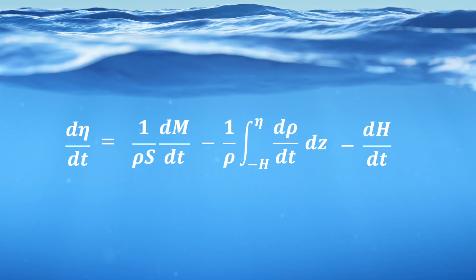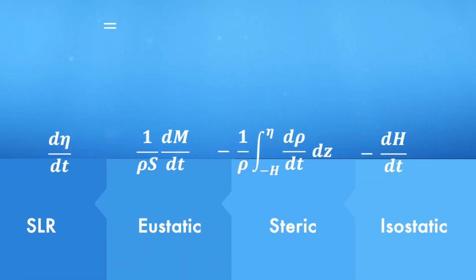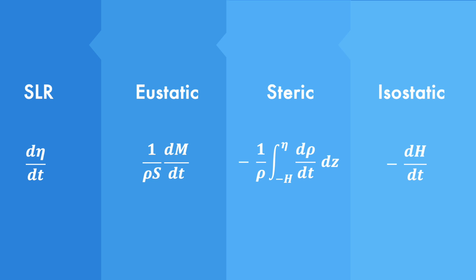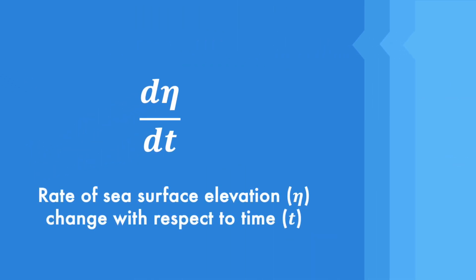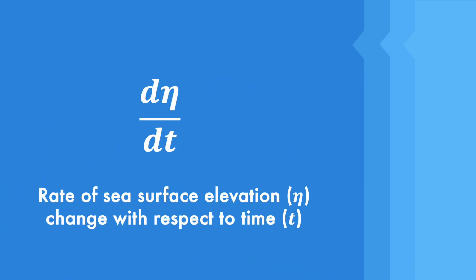So how do we quantify sea level rise? Well, this is the sea level equation. It can help us track changes in sea levels over time. It might look a bit intimidating at first, but let's break it down and focus on what each part means. On the left, we have d eta dt. This represents the rate at which sea level is changing, whether it's rising or falling.